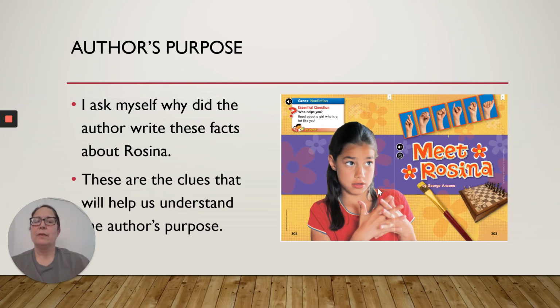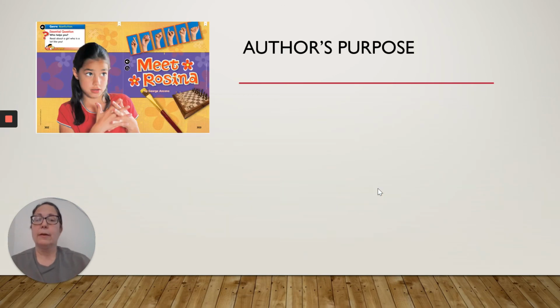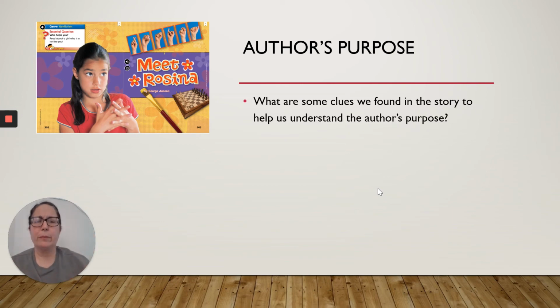Okay, friends. Now, as a reader, I'm going to ask myself why the author wrote these facts about Rosina. Let me think. Thinking rock. These are the clues that will help us understand the author's purpose. Let's think as readers. Here we go. What are some clues we found in the story to help us understand the author's purpose?